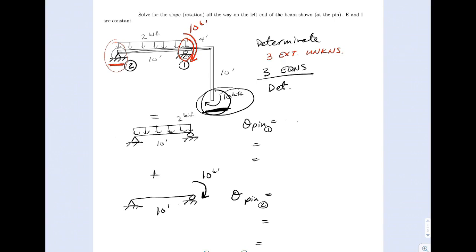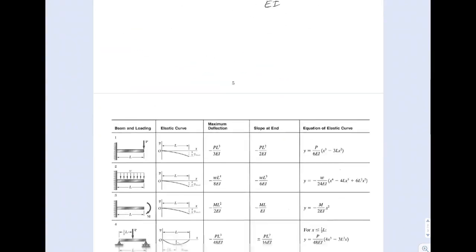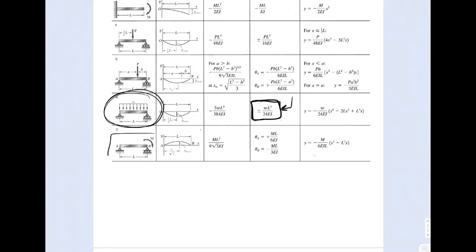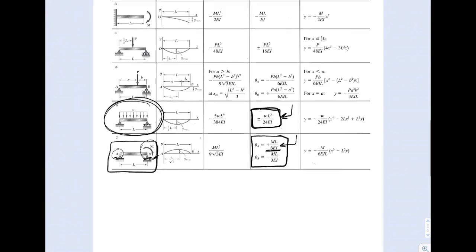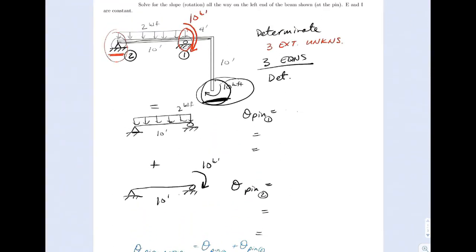That also is in the table. That's going to be case 7, so let's go down and take a look at it. There's a simply supported beam with a moment at the end, and we've got a couple choices for theta, the rotation at an end, either at A or B. We're going to use the rotation at A, at the far end, the end away from where the moment is applied. So we're going to use ML over 6EI.